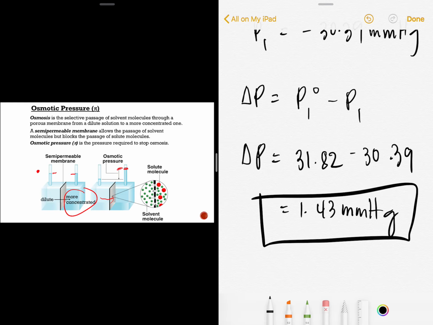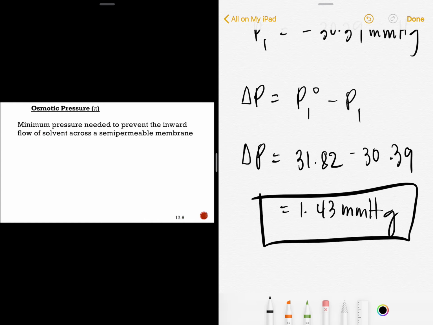So what is osmotic pressure? Basically, osmotic pressure is the pressure required to stop osmosis. You want to stop osmosis? That's osmotic pressure. Okay? Now, osmotic pressure is the minimum pressure needed to prevent the inward flow of solvent across a semi-permeable membrane. In other words, this is again the pressure you need to stop osmosis.